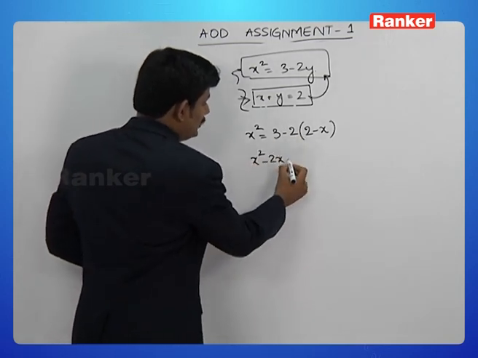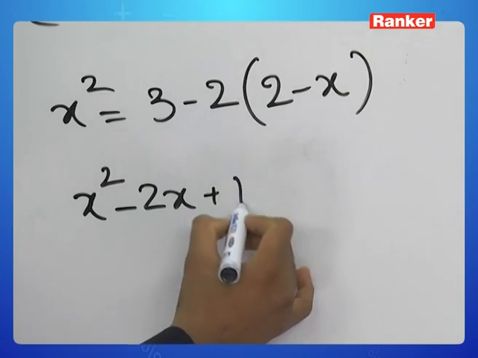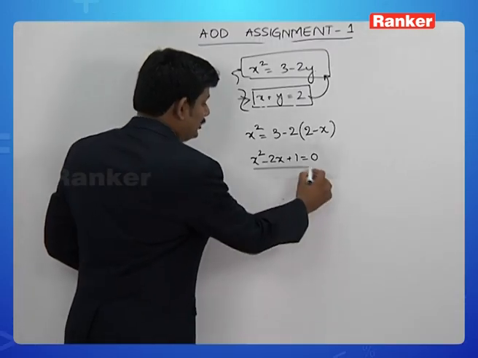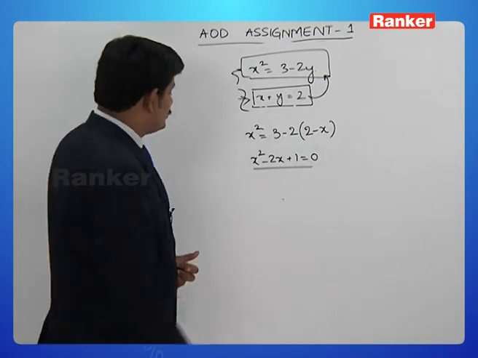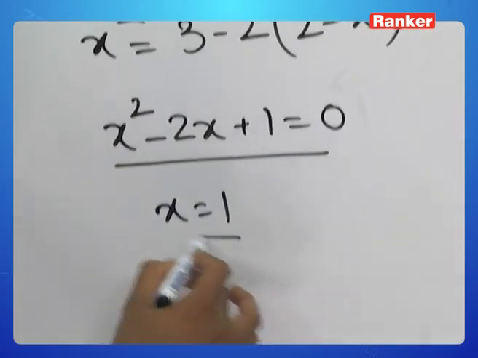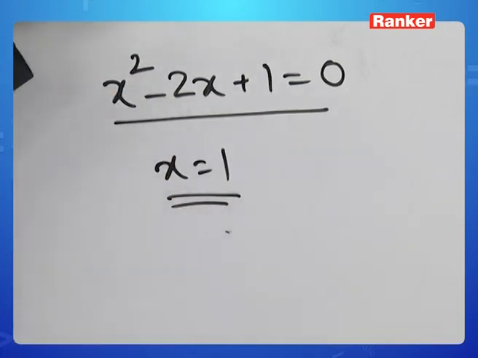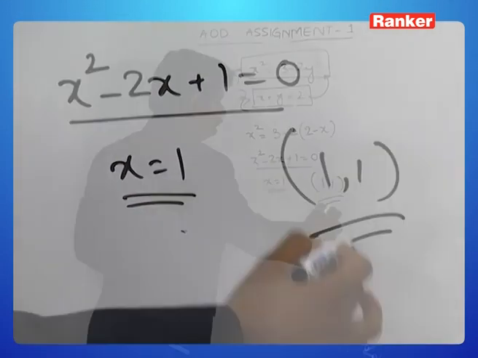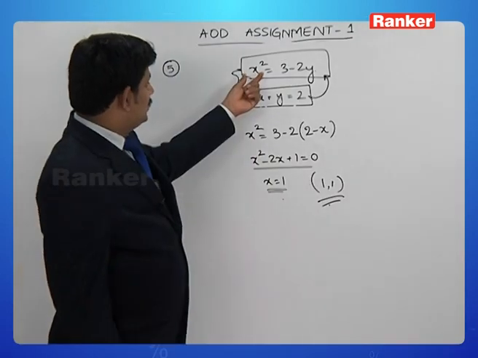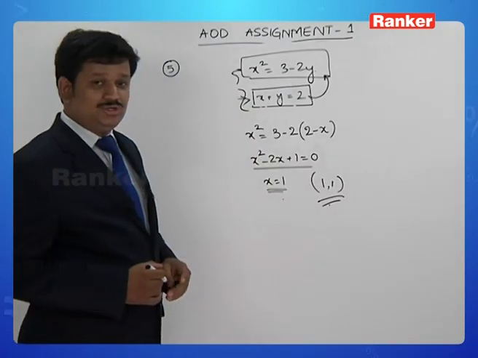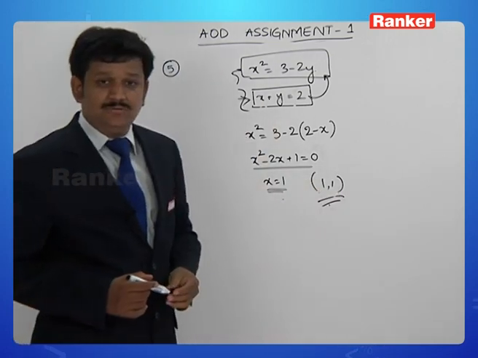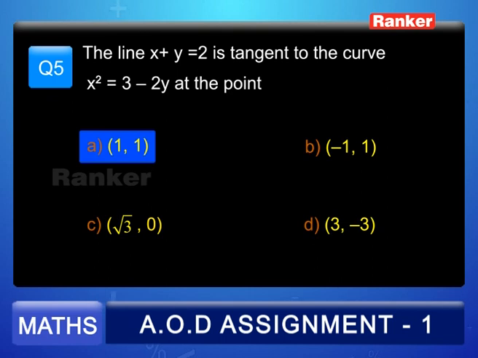3 minus 4 is minus 1 plus 1 is equal to 0. So the root of this equation, which has repeated roots, (x minus 1) whole square equal to 0, is x equal to 1, and when x is 1, y should also be 1, so our point is 1 comma 1. So on the curve x square is equal to 3 minus 2y, at the point 1 comma 1, the tangent equation would be x plus y is equal to 2. So again it's option A.